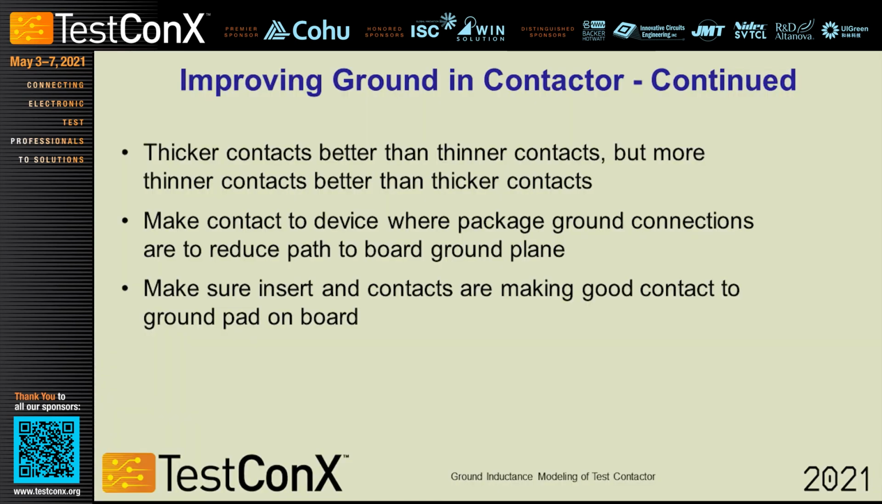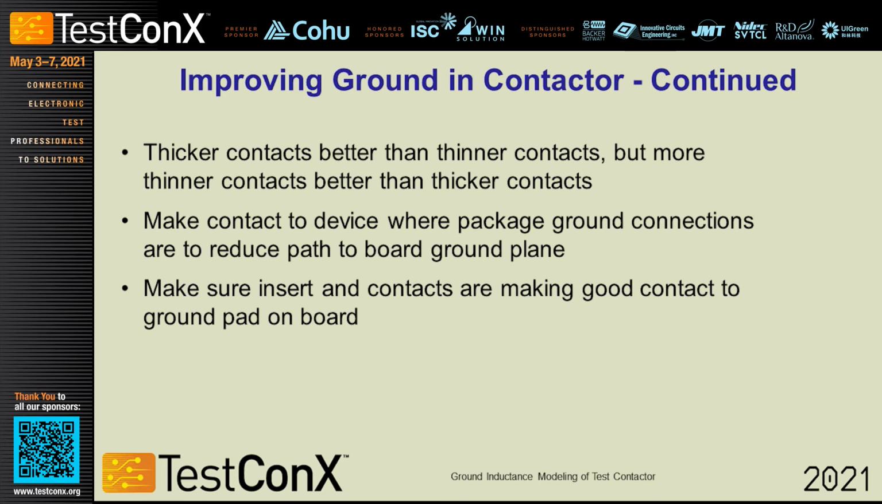Since the RF signals route on the face or surface of the area around the ground, around the contacts or grounding, you want to increase that surface area from the device ground to the board ground.